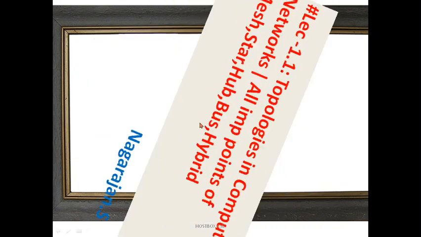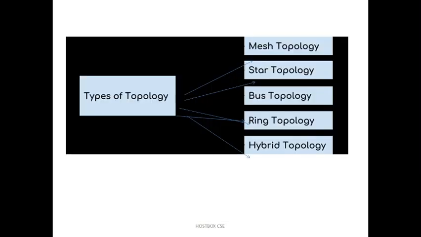So let's start the session today. There are five types of topologies. First of all, what is meant by topology? Topology means just an arrangement or structure that is useful to transfer data between computers. Computers are also called systems or hosts. The types of topologies are mesh, star, bus, and ring, and at last hybrid topology. We'll see them one by one with examples.